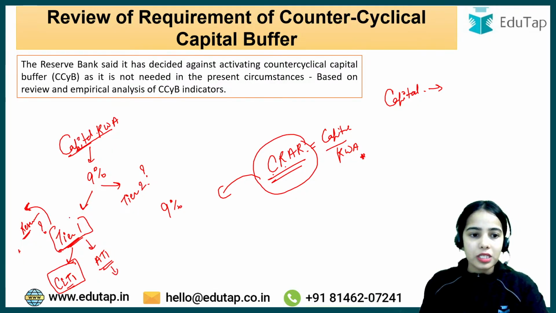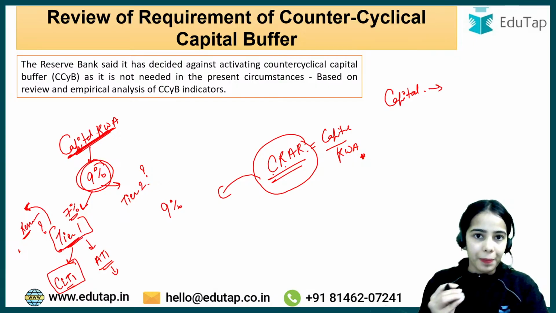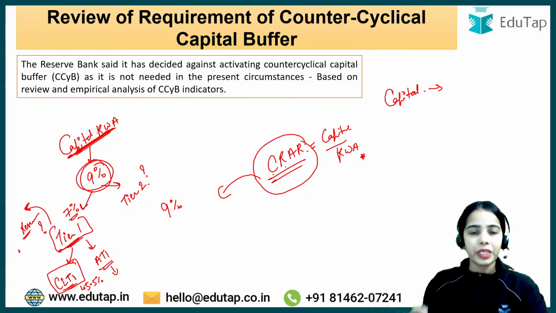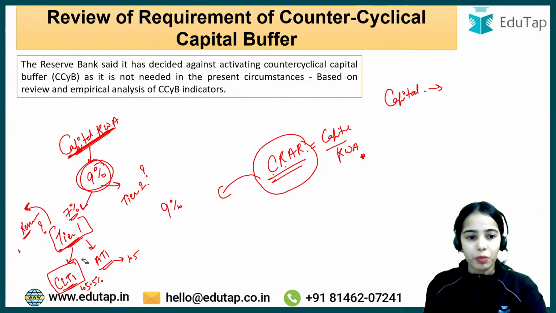So AT1 bonds, the tier 1 capital. Out of the 9% of the CRAR, tier 1 capital should be kept at least 7%, out of which common equity tier 1 capital should be 5.5%. This is the minimum common equity tier 1 capital that the bank should be maintaining, and the rest 1.5% can be in the form of AT1 bonds. Okay, so this is the idea.